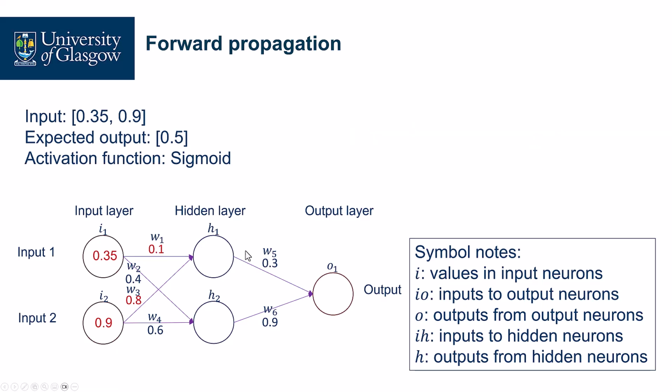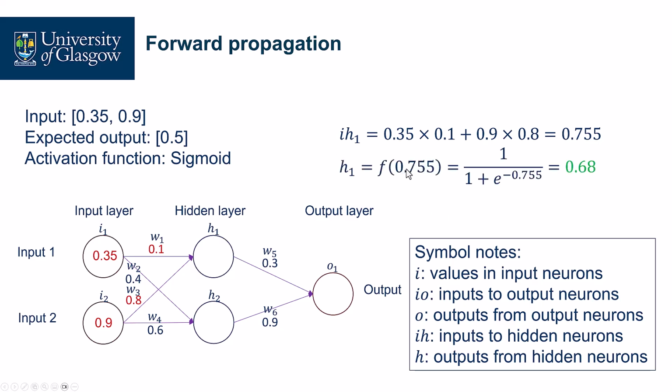H1, right? We first calculate H1. So we first need to know what the input of H1 in the hidden layer is. For the input, there are two routes. The first one is I1 multiplied by W1, so it's here. And another route is what? I2 multiplied by W3, right? So you can see here there's 0.9, 0.8, 0.35, 0.1. So we can have a result. So this is the input to the hidden neuron.